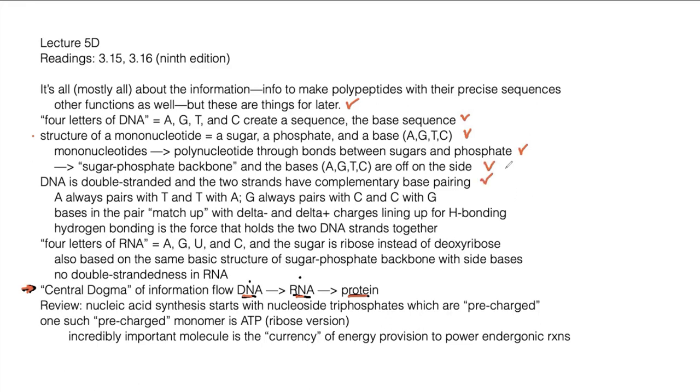DNA is double-stranded, and the 2 strands always have complementary base pairing. A always pairs with T, T with A, G always pairs with C, and C with G. Okay? And the bases match up. When you've got them on opposite strands, they match up delta plus and delta minus charges, giving rise to hydrogen bonding, and that's the force that keeps the 2 DNA strands together.